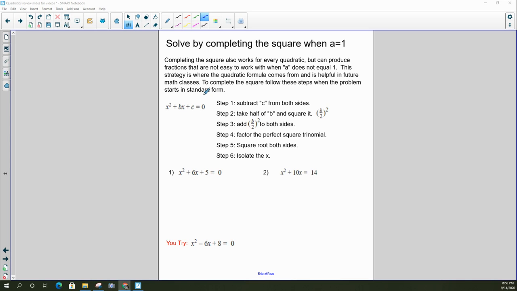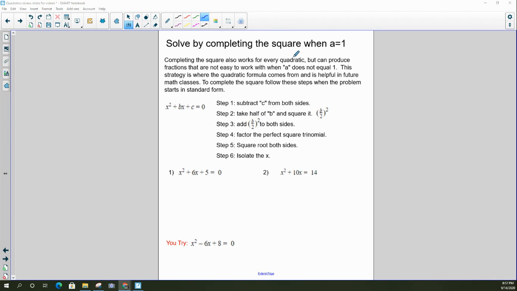All right, the last strategy that we're going to use to solve quadratics is called completing the square. I'm actually going to combine it with square rooting both sides because it's one of the last steps. Completing the square always works for solving any quadratic, but sometimes when there's a leading coefficient other than 1 and b is an odd number, the numbers get pretty complicated with fractions and stuff. And that's why people like the quadratic formula. In fact, the quadratic formula is actually derived by doing this process of completing the square.